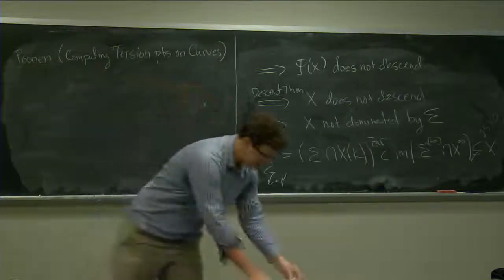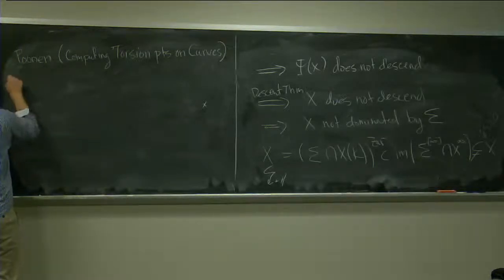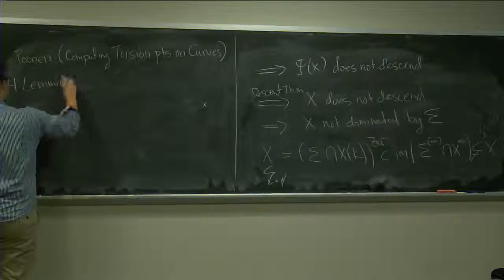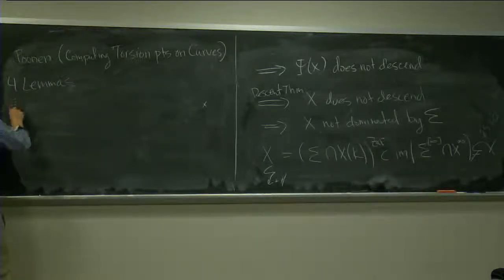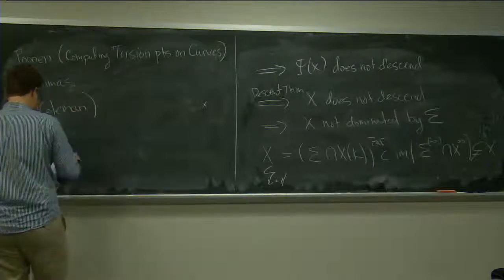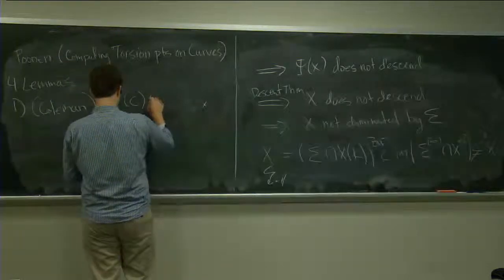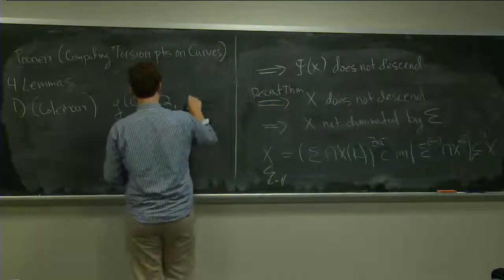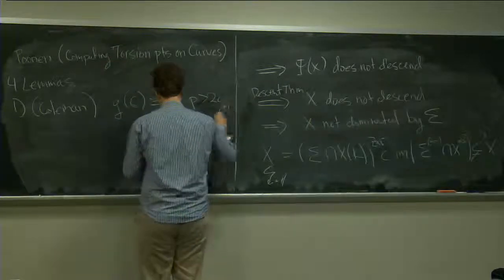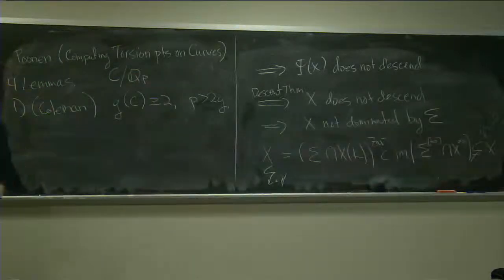And so there are four lemmas. The first is due to Coleman, which is the hardest. It says that the genus of C is bigger than or equal to 2, and you take p bigger than or equal to 2g. I'm going to fix a curve over Q_p. It could be defined over Q, and then you can view it over Q_p, the p-adic numbers.